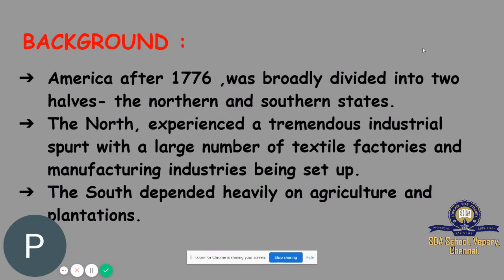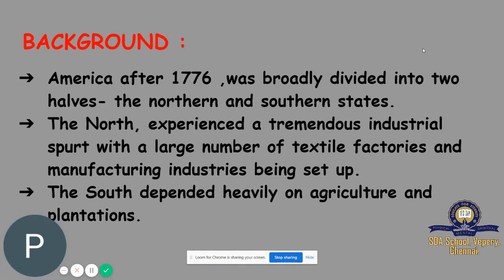So now we are going to see the background. America after 1776 was broadly divided into two halves, the northern and southern states.